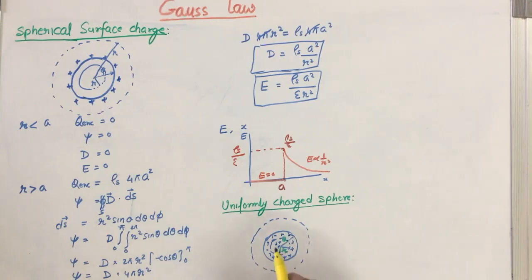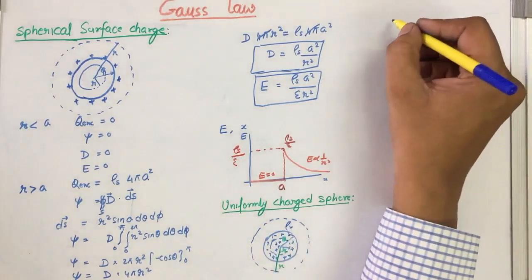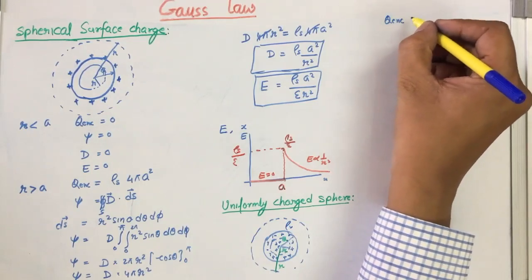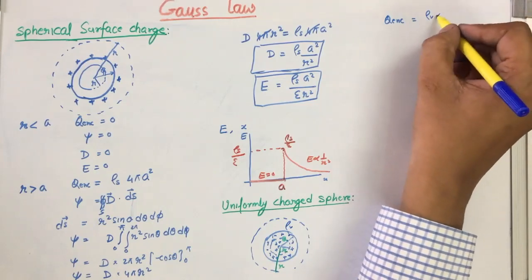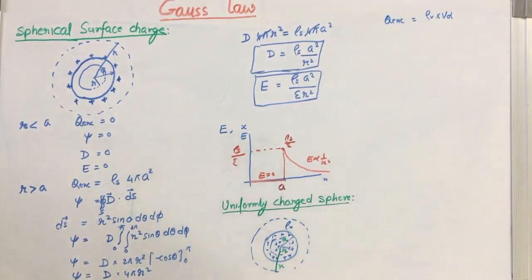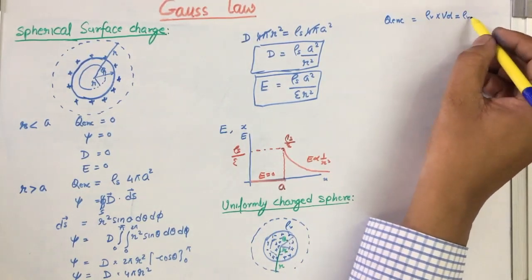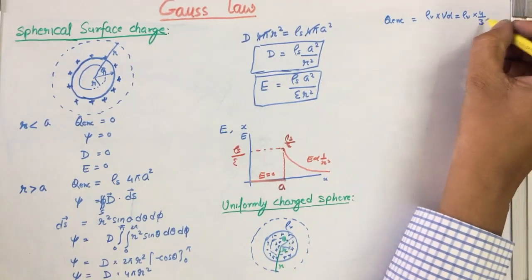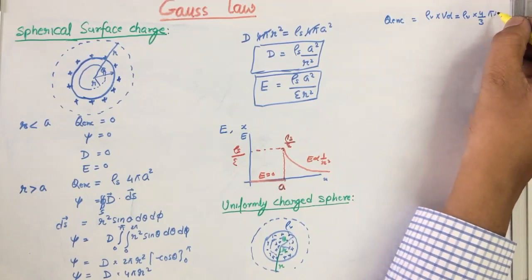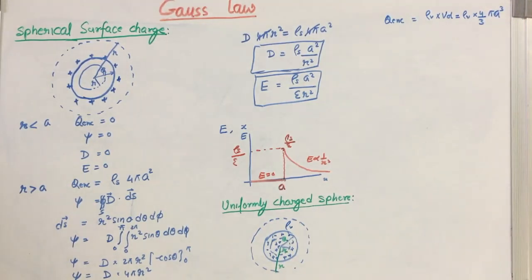First thing that should be clear: if rho v is the charge density, then the charge enclosed will be rho v times the total volume. So this thing should be clear. And the volume in the case of a spherical body is how much? 4 by 3 pi r cube. R is a here, so 4 by 3 pi a cube.